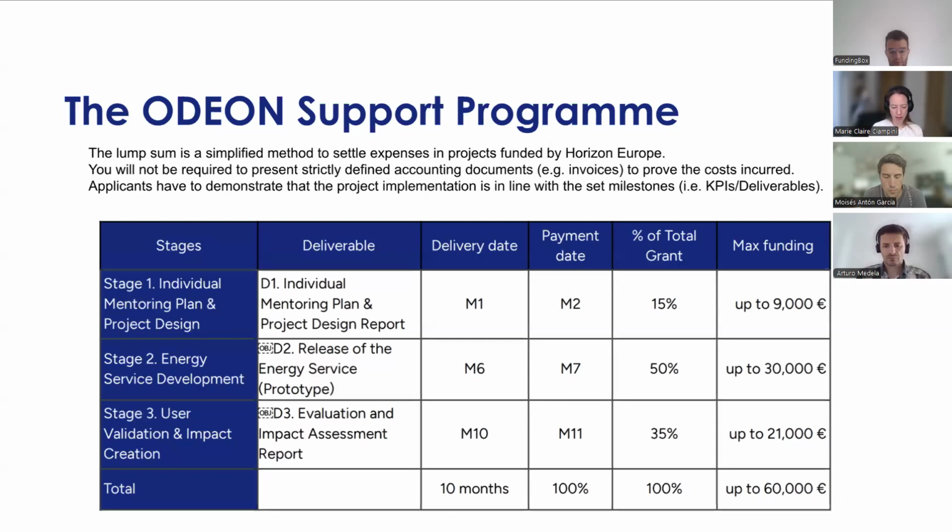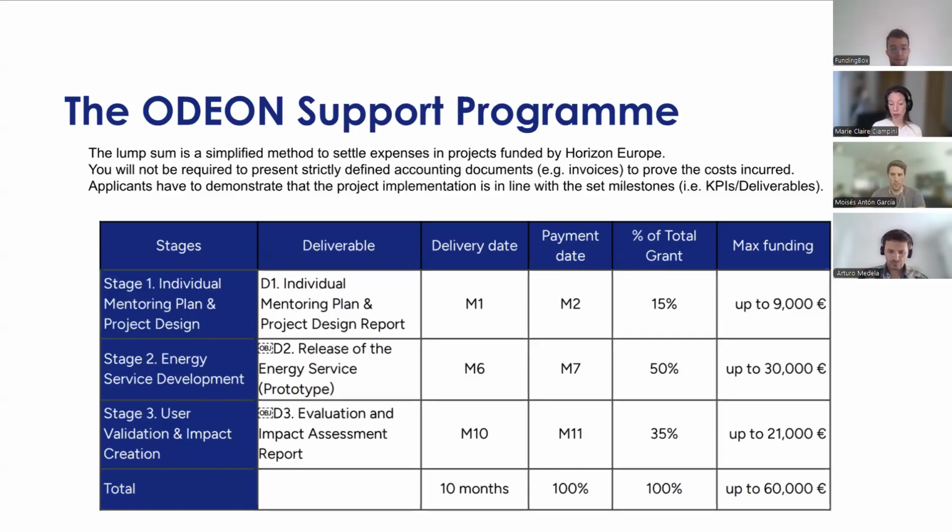So the first deliverable that is required of you is the individual mentoring plan and project design report. So basically, we ask you to elaborate on the work plan that you've already described in your application form.